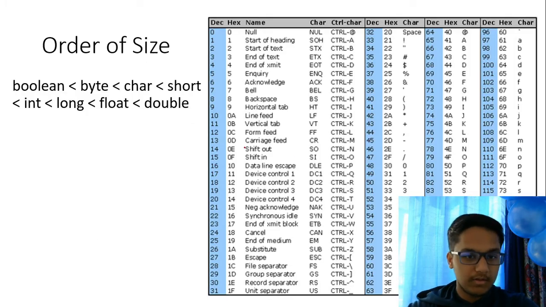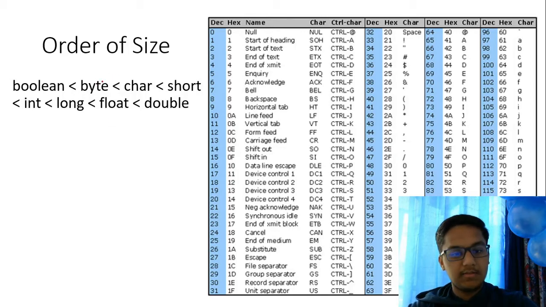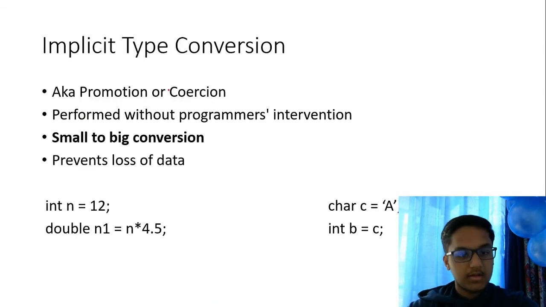Now you might remember this order of data types. Boolean is the smallest. We have byte, char, short, int, long, float, and double. This is the order of the data types. Let's say we want to convert from char to float. It's conversion from a smaller data type to a larger data type, so it'll be implicit type conversion. If we want to convert from byte to double, it's small to big, so it's implicit type conversion. The main reason for this implicit type conversion, which happens automatically, is to prevent loss of data.